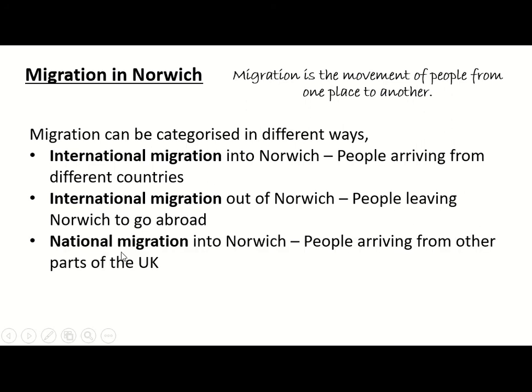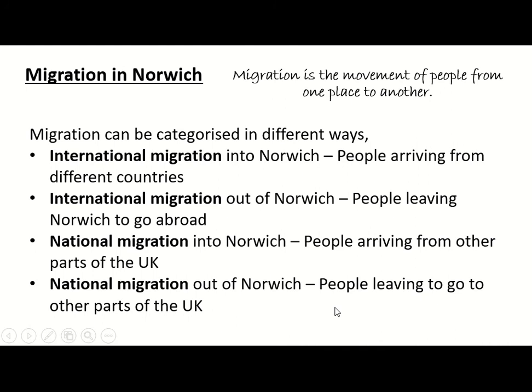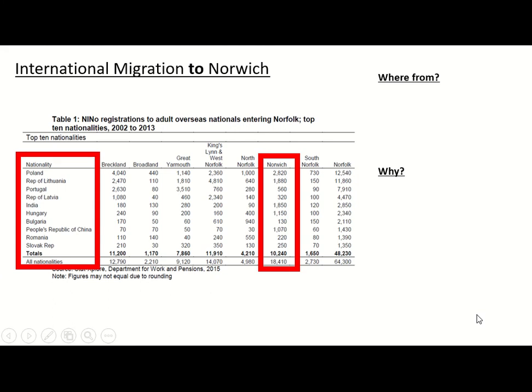National migration can also occur, so people can move to Norwich from other parts of the UK, but they can also leave Norwich to go to other parts of the UK, and that's classed as national migration. It's all migration, people are moving, but international is they're moving either to or from a different country, and national is they're moving to or from a different part of the United Kingdom. So make sure you know the difference between those, please. Now, Norwich specifically has got a mix of international and national migration, just like Mexico City, and I'm going to talk you through some of the specifics.